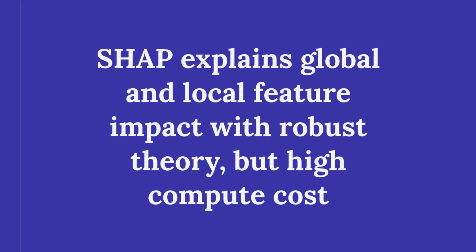SHAP explains global and local feature impact with robust theory, but high compute cost. SHAP is used for global interpretability and can also support local explanation. It analyses the overall importance of features and their impact on predictions. In the examples, SHAP shows which factors matter across a full data set. Its strengths are robust, theoretically grounded explanations, though the computational cost can be high.